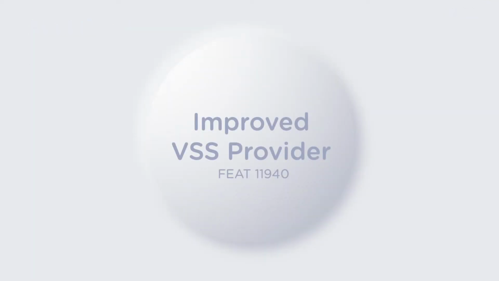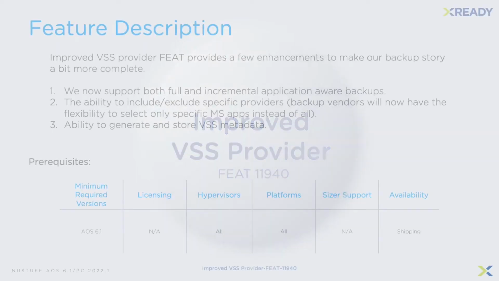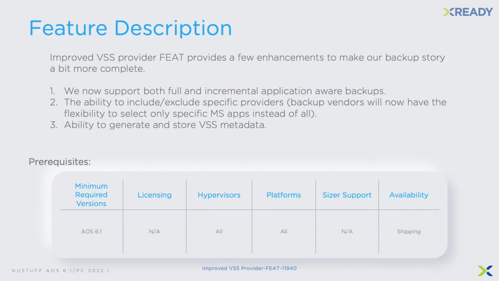Welcome to the new stuff training on feat 11940, improved VSS provider. The improved VSS provider lends some enhancements that help round out our backup story a little bit as it pertains to our backup partners. First, we now support application-aware full and incremental backups.